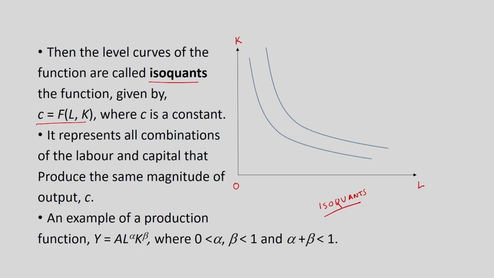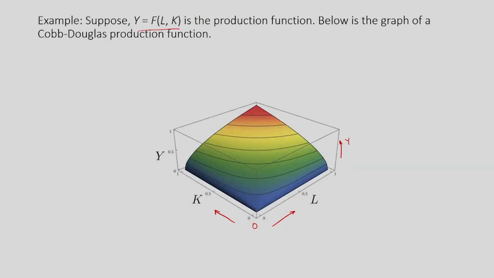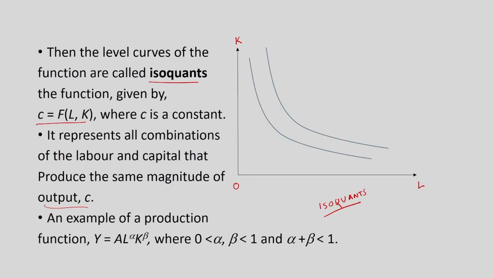It represents all combinations of labor and capital that produce the same magnitude of output C. So, that is the interpretation of this. It is not difficult to understand, because that is what we are getting here, right. So, along the level curve, the output level is same, but different combinations of labor and capital are there. So, isoquants therefore represent different combinations of labor and capital which produce the same level of output.